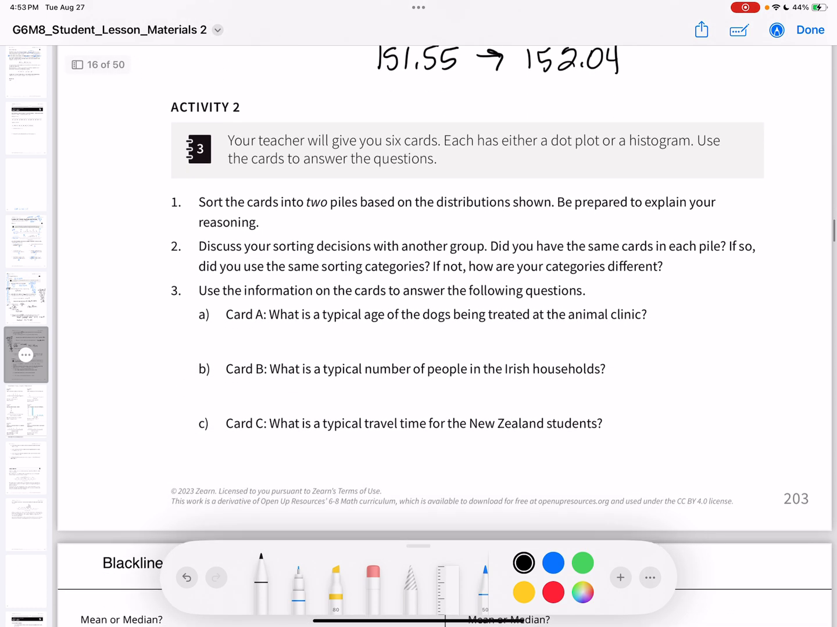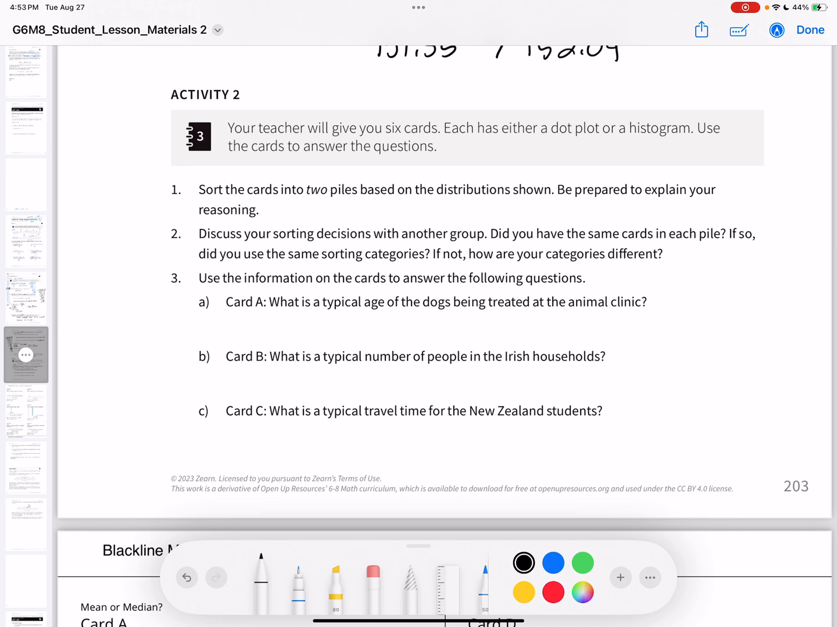All right, I'm going to show you 6 cards. You do not have these cards, so you're just going to have to listen to this right now. But you will need to write down the answers in your notes, okay? So you're going to sort the cards into 2 piles based on the distribution. Be prepared to explain your reasoning. Discuss your sorting decisions with another group. So we're going to do this together, all right?